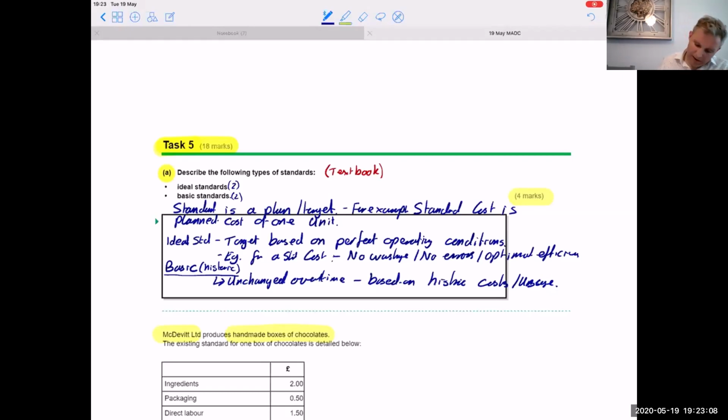So with both of these forms of standards, we know that there are issues with them. Perfect operating conditions never happen. Perfect operating conditions is the perfect world. We don't live in the perfect world. We live in a world where stuff goes wrong. Basic or historic standards, well, we don't live in the past. We don't live 10 years ago.